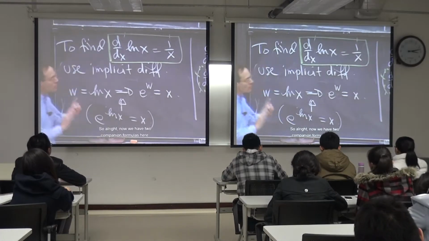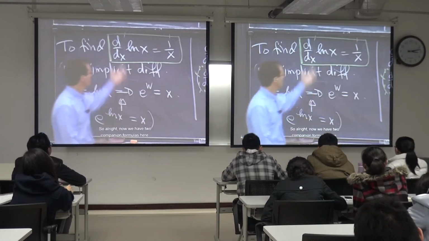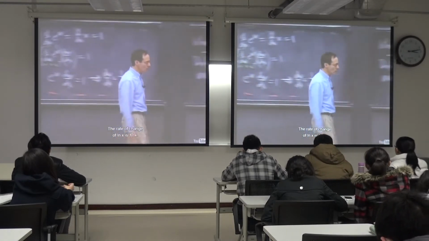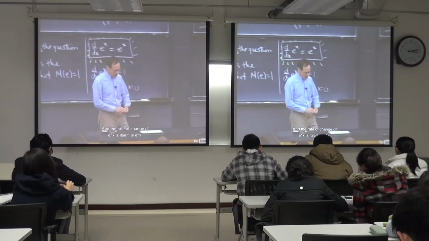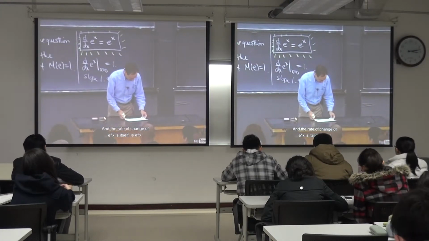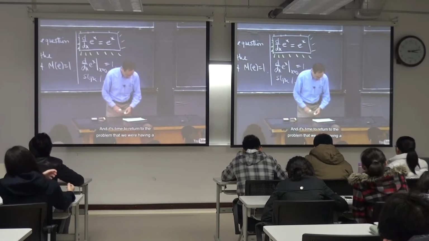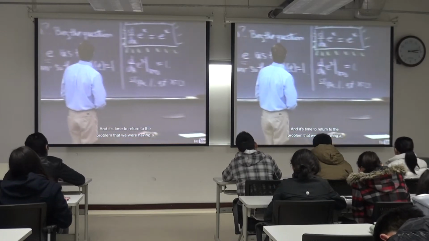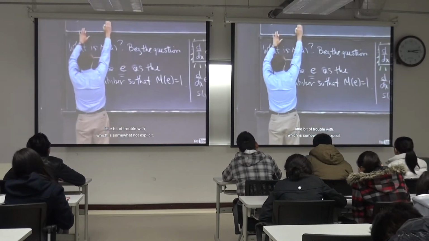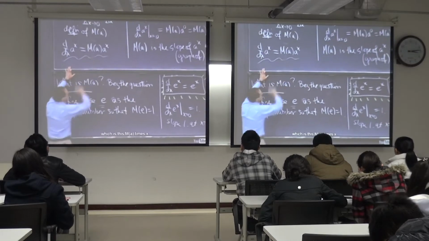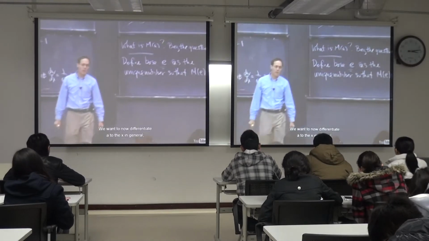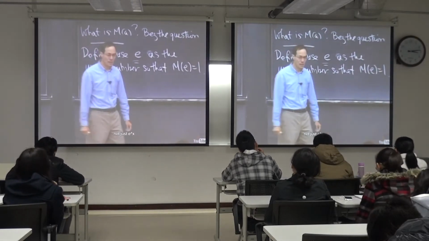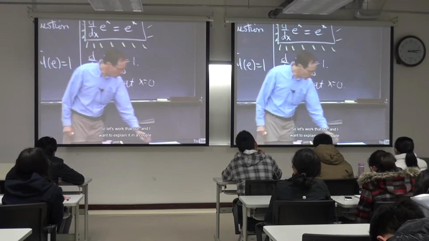All right, so now we have two companion formulas here. The rate of change of log x is 1 over x, and the rate of change of e to the x is itself, is e to the x. And it's time to return to the problem that we've been having a little bit of trouble with, which is somewhat non-explicit, which is this a to the x. We want to now differentiate a to the x in general, not just e to the x. So let's work that out.